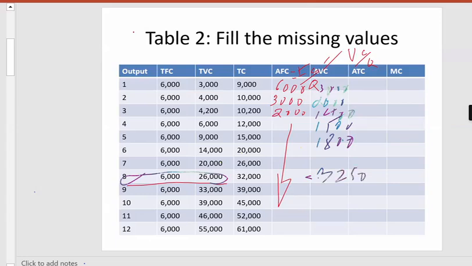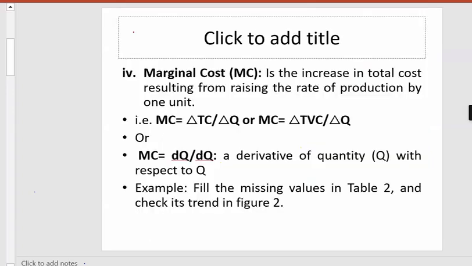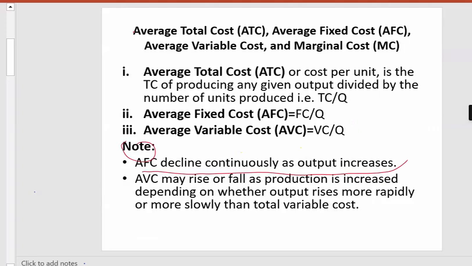Kwa maana yake this variable cost is increasing, sawa? Inaongezeka, but the fixed cost is decreasing. You can just compute it. Average variable cost may rise or fall. Kwa sababu initially tumeona ilipungua baadaye ikaanza kupanda, sawa? So it may rise or it may fall as production increases, depending on whether the output rises more or decreases. But the fixed cost always declines as output increases.